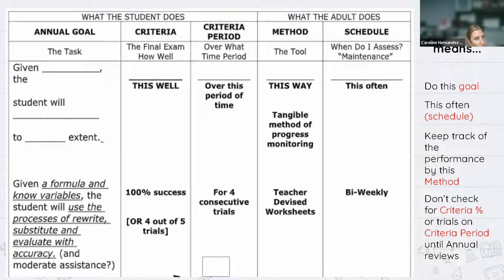So if you read it like a sentence, it basically means do this goal this often in terms of the schedule, keep track of the performance by using this method, don't check for the criteria percentage or trial period until the annual review. And the reason for that is that we're not actually expecting a student to be able to do this successfully until the end of the year because it is an annual goal. If a student meets it too quickly in the school year, that means that it probably wasn't a hard enough goal, right? A rigorous enough goal for them. And if they aren't able to meet it, then it might have been something that was too aggressive in terms of their development or ability.